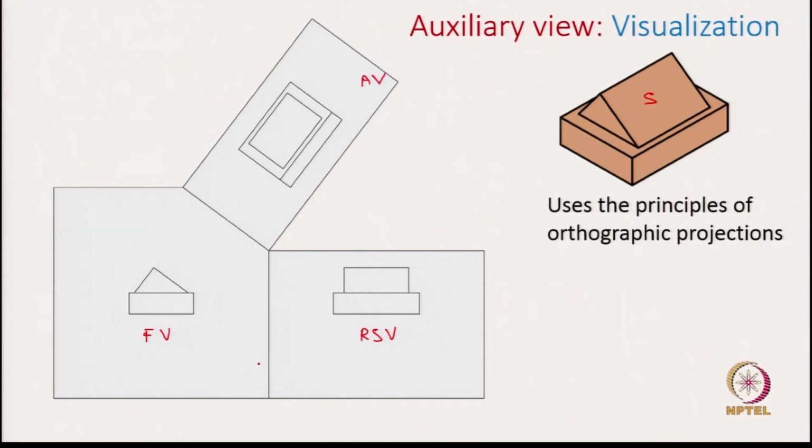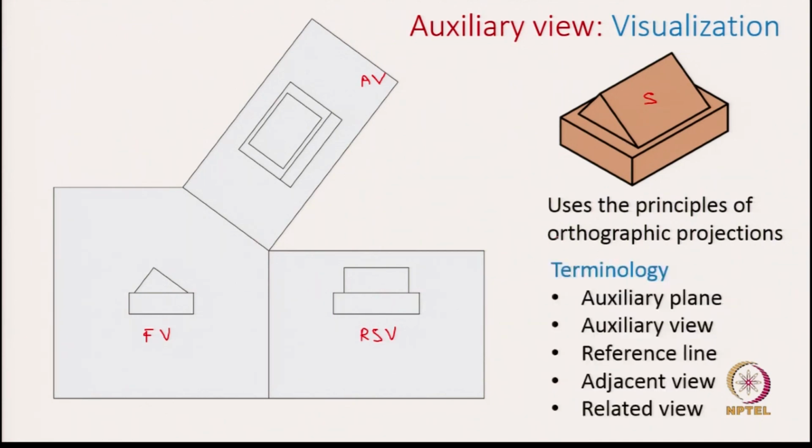Maybe I need to specify that the way we are doing here is a third angle projection, because the projection plane is coming in between the observer and the object. In this process of showing you the auxiliary views, we have used a few terminologies. Let me specify those. So, this is the auxiliary plane, and this, as we already mentioned, is the auxiliary view.